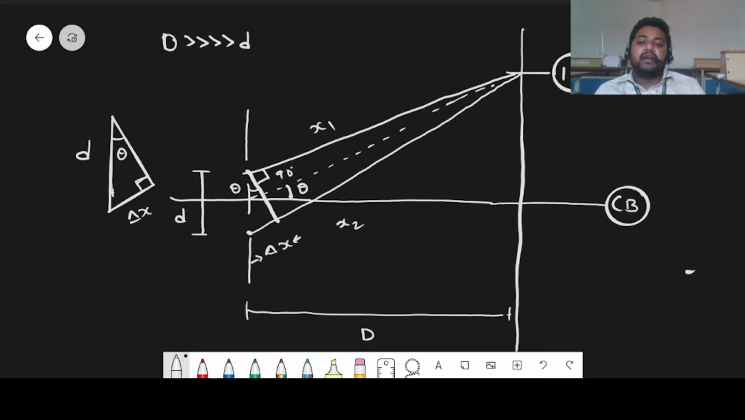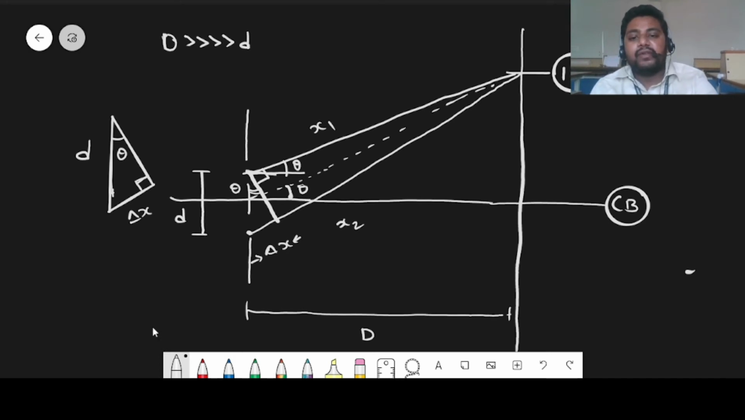So if this is theta, obviously the angle from here to here also should be theta, because we are considering them as parallel lines. Since they are very far from each other, they are acting as parallel lines. So this angle will be theta. This angle will be 90 minus theta. So the remaining angle again you will be getting as theta.